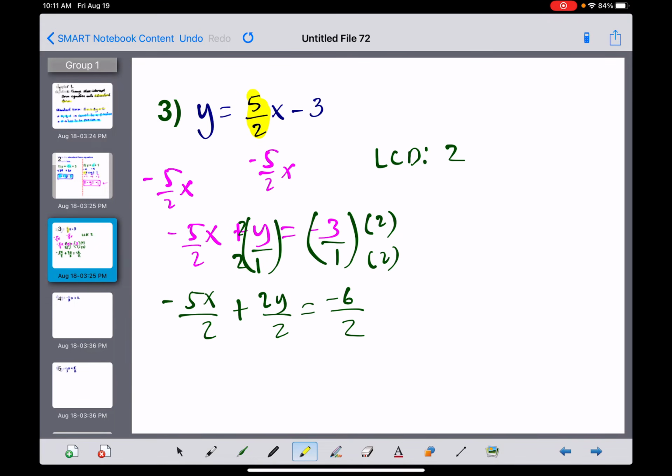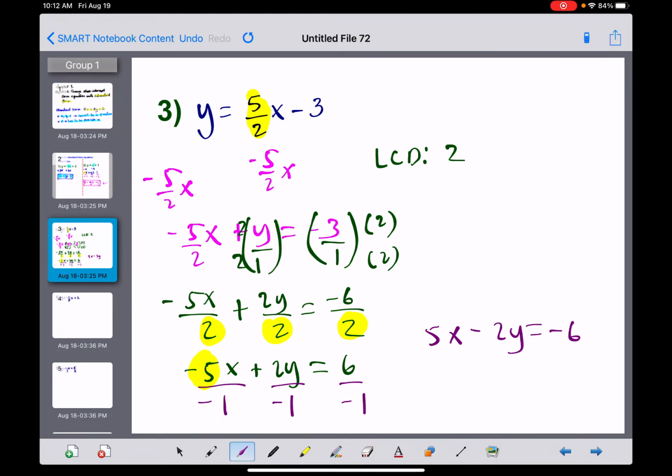Now that we have the same denominator, what we're allowed to do is ignore it, like pretend there are no fractions, and just copy down the top. So we get rid of fractions, but we still have the negative here, so we're not done. What I'm going to do is multiply or divide both sides by -1. Negative divided by negative is positive, so 5x minus 2y equals negative 6. This is standard form. Okay, let's move on to number 4.